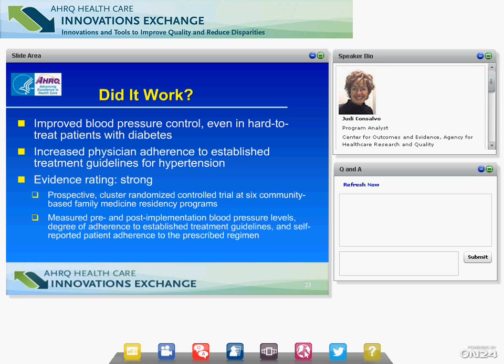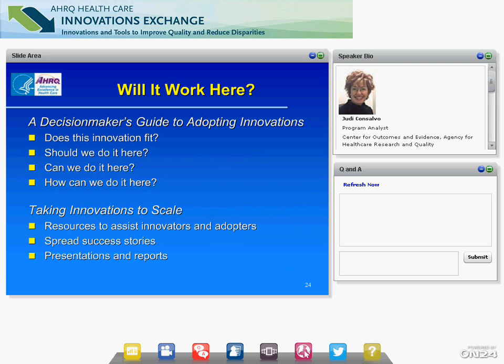So you see that it's interprofessional. Many of these innovations require interprofessional intervention. And so the question next is, will it work here, now that you've found an innovation that seems to fit the problem and seems to have good evidence?